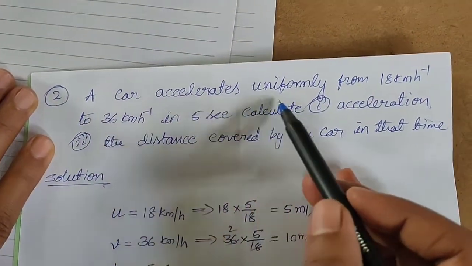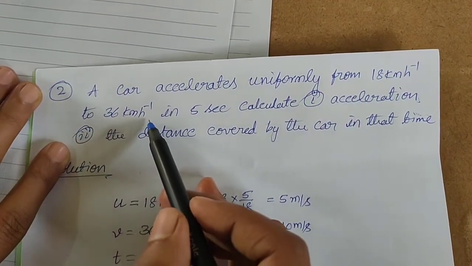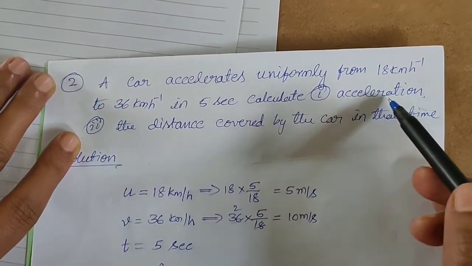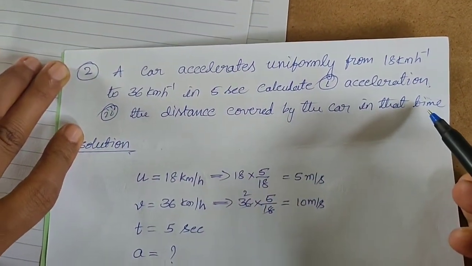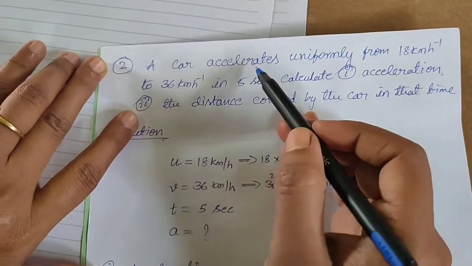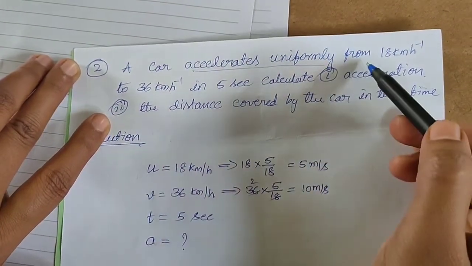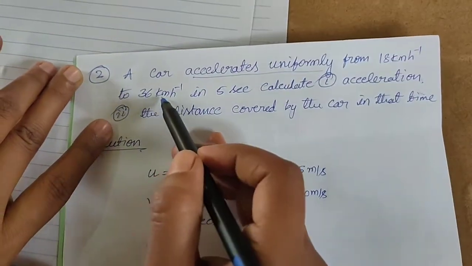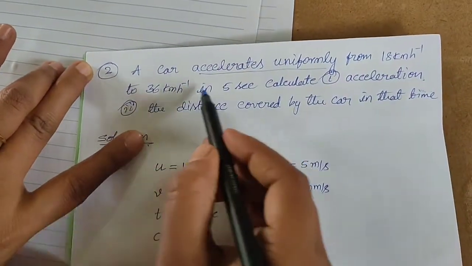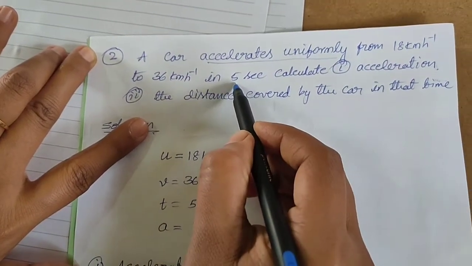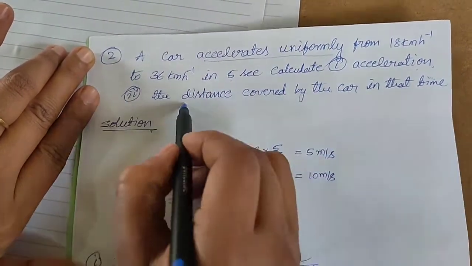A car accelerates uniformly from 18 km per hour to 36 km per hour in 5 seconds. Calculate the acceleration and the distance covered by the car in that time. I read the question once again. Car accelerates uniformly. Here the uniform acceleration is there from 18 km per hour to 36. Here what happened? The speed increases from 18 to 36 by taking 5 seconds. First find the acceleration, and the second one is distance covered.